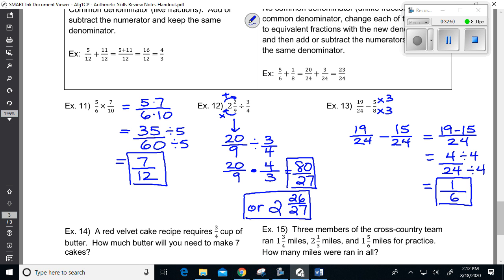All right. Any questions? 11, 12, or 13? Before we work on the last 2 word problems.